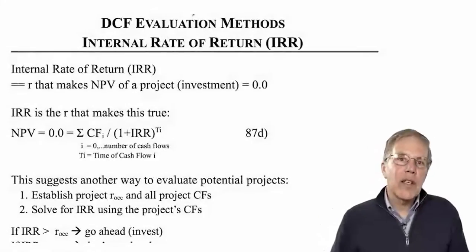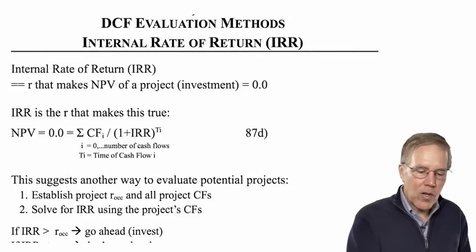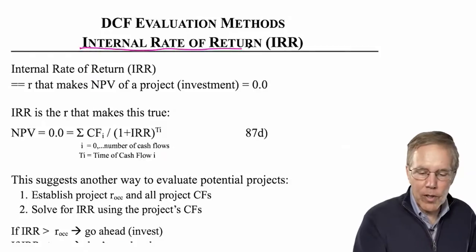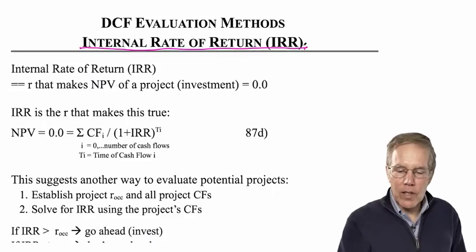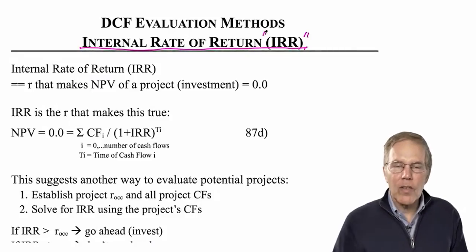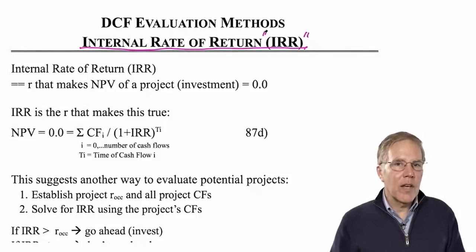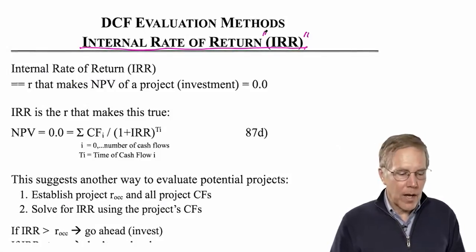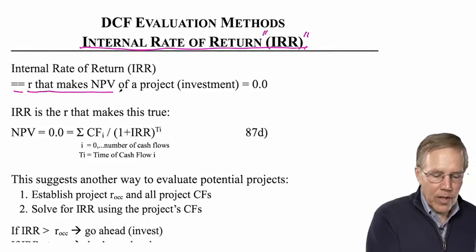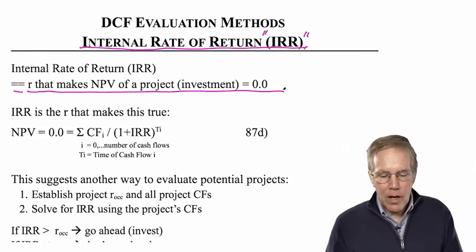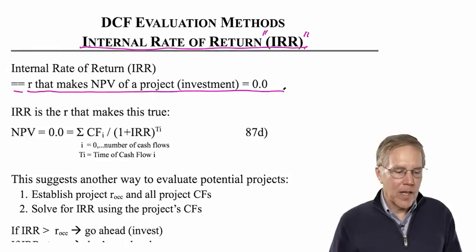Okay, so let's go on to our second discounted cash flow method of project evaluation. This is called the internal rate of return method, and internal rate of return is universally stated as IRR. So when someone says IRR, they mean internal rate of return. Internal rate of return is a discount rate or an interest rate, and let's see how it works. It's defined to be the interest rate or discount rate that makes the NPV of a project or of an investment equal to 0.